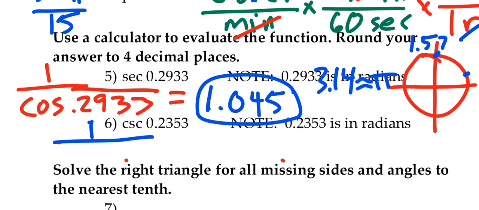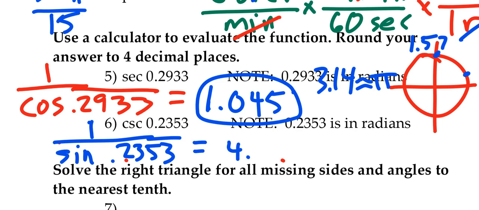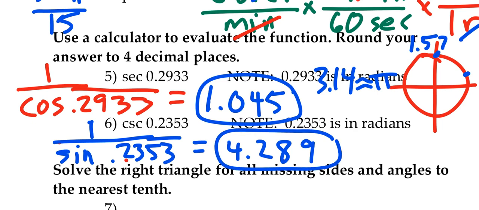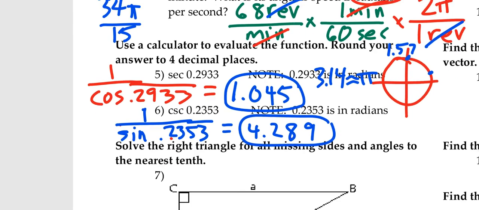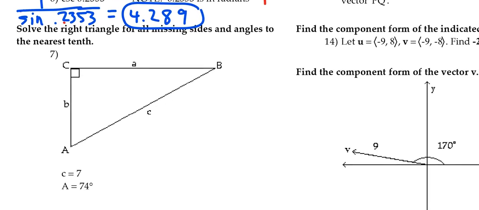Okay, and this one would obviously be 1 over sine 0.2353, now that I'm actually doing it correctly. I'm glad you caught that. 1 over sine 0.2353, and we should get 4.289. Good catch, kid. I like that.